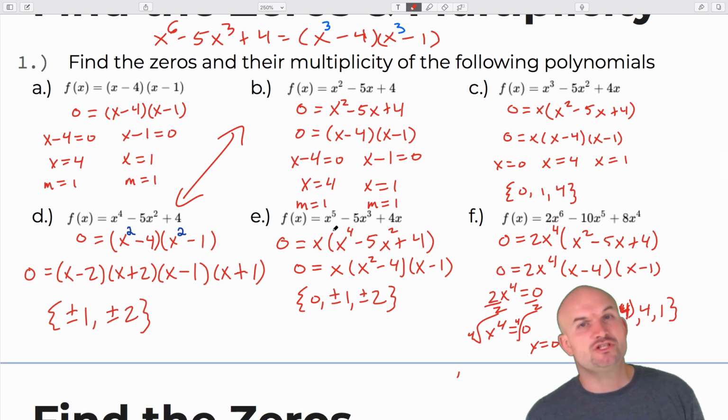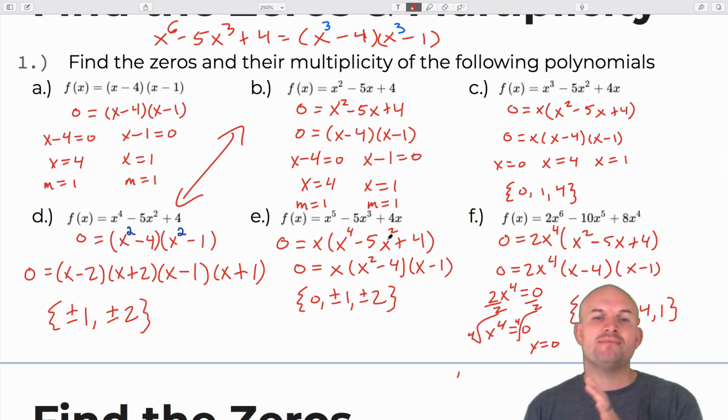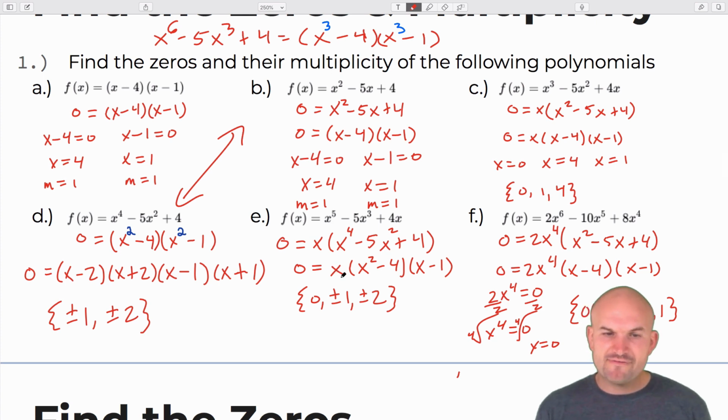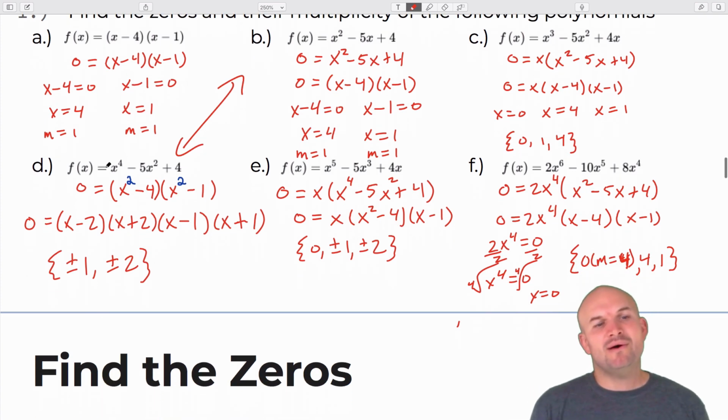So in this case, you see they all share an x, so I factor out the x. And then I recognize, oh, this is x to the 4th minus 5x squared. Okay, I can do a problem like this. This is just like the one I did over here. So I factor out, and actually I'm not done with this one. Hold on, I got ahead of myself. So anyways, I get this to be x squared minus 4 times x squared minus 1.